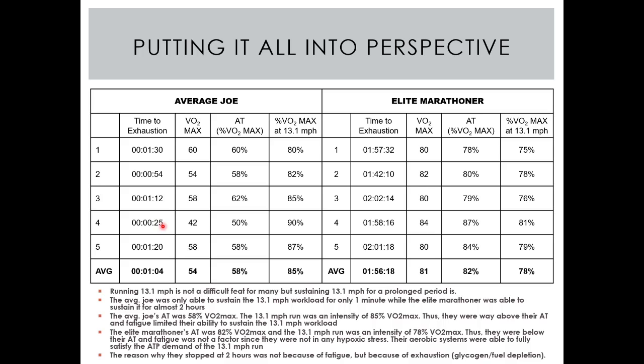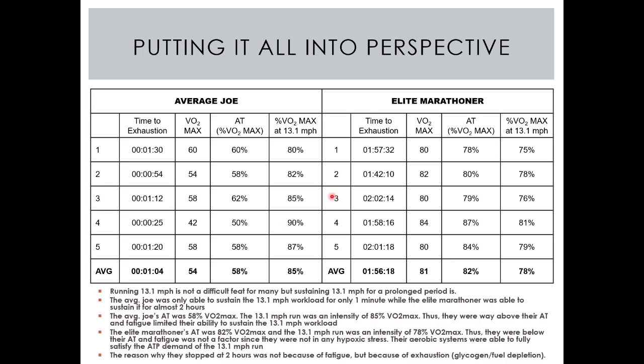Let's look at the relative intensity of that 13.1 mile per hour run for this subject. It was 90% of his VO2 max, which means that the 13.1 mile per hour workload is near maximum intensity for this subject. What was the intensity of the subject's anaerobic threshold? It was pretty low, 50% VO2 max. So subject 4 was way above their anaerobic threshold, and thus the hypoxic stress was comparatively more severe, and thus fatigue was comparatively more severe than the other subjects in the average Joe group.